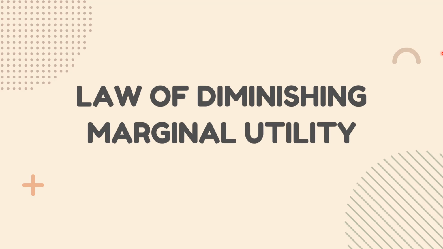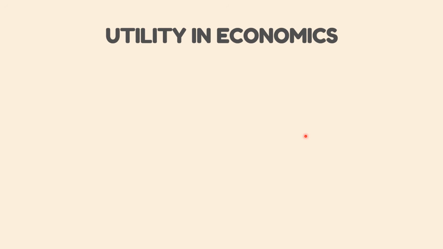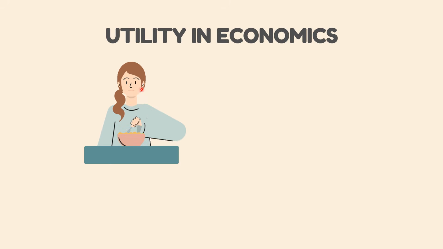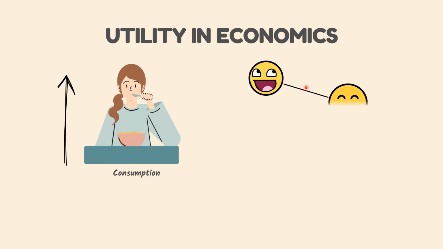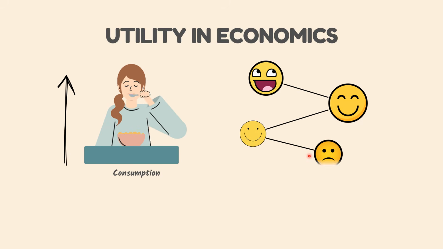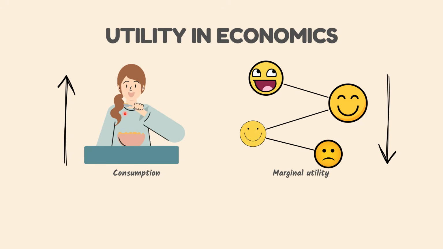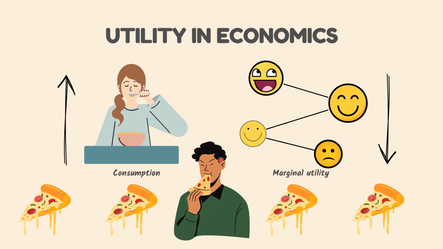What is the law of diminishing marginal utility? The law of diminishing marginal utility states that, all else equal, as consumption increases, the marginal utility derived from each additional unit declines. Marginal utility is the incremental increase in utility that results from the consumption of one additional unit. Utility is an economic term used to represent satisfaction or happiness.